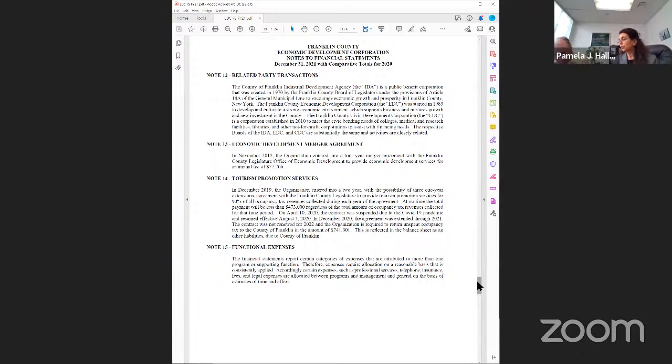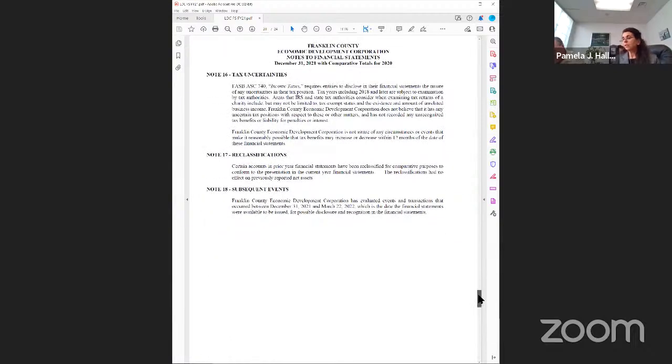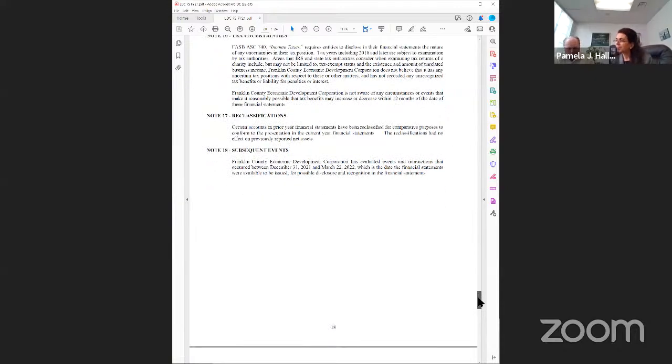Functional expense, that just shows you how things are allocated functionally. Tax uncertainty, you do file a 990. And tax years, including 2018 or later, are subject to being looked at an examination by the IRS. Sometimes we take prior year numbers and reclassify them so they're more comparable to the current year numbers. So we let you know that could have happened. And subsequent event notes. So we do look at that. I didn't put in there that the contract had ended in January because we recorded all that. So I left that off there.